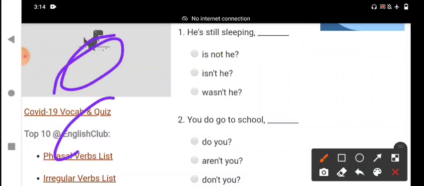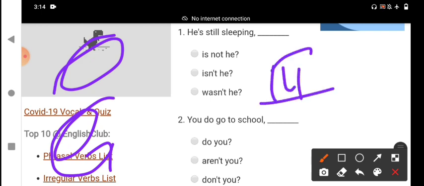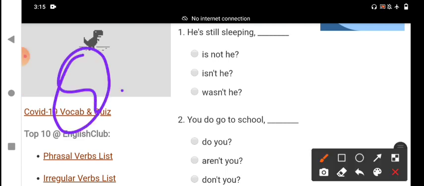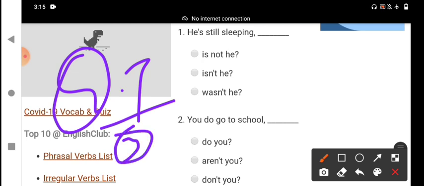In today's session, we have already completed two parts. This is part number 3. In part 1 and part 2, I explained the question tag in two sessions and two classes. This is part number 3.